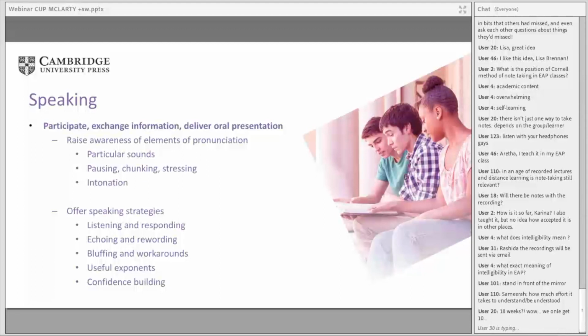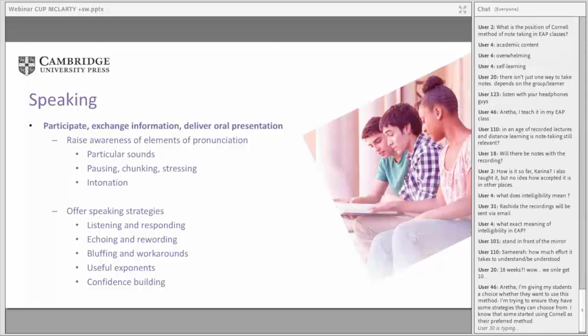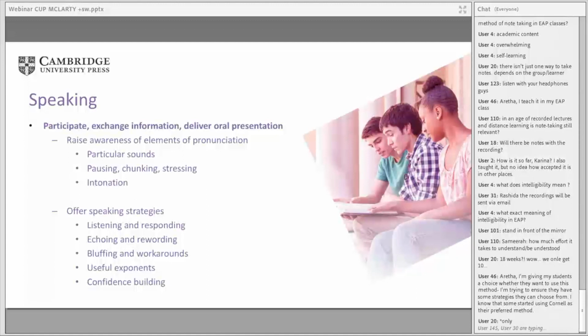There's a little synthesis of what the learning outcomes are. Again, we're looking at ways of raising their awareness of elements of pronunciation: pausing, chunking, stressing, working on particular sounds, and working on their intonation. And in terms of speaking strategies, we try to develop their ability to listen and respond, so it is part of a two-way conversation, part of a two-way interaction.